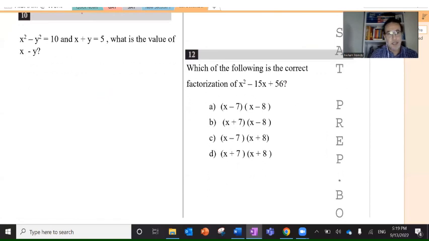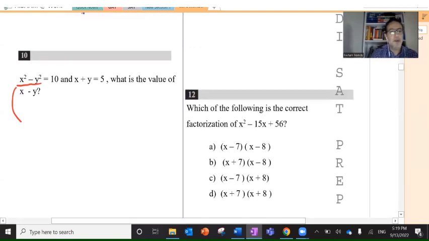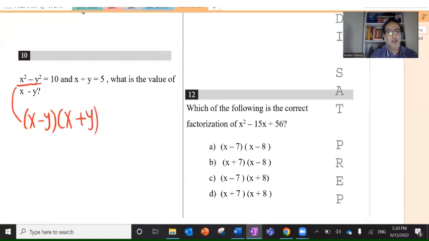Number 10. This one is difference of two squares, x squared minus y squared, which can be written as x minus y and x plus y. This product is equal to 10. And the sum x plus y is equal to 5. So what do you think the difference x minus y is going to be? Very good for the students writing the answer in the chat. So x minus y will be 10 divided by 5, which is equal to 2.